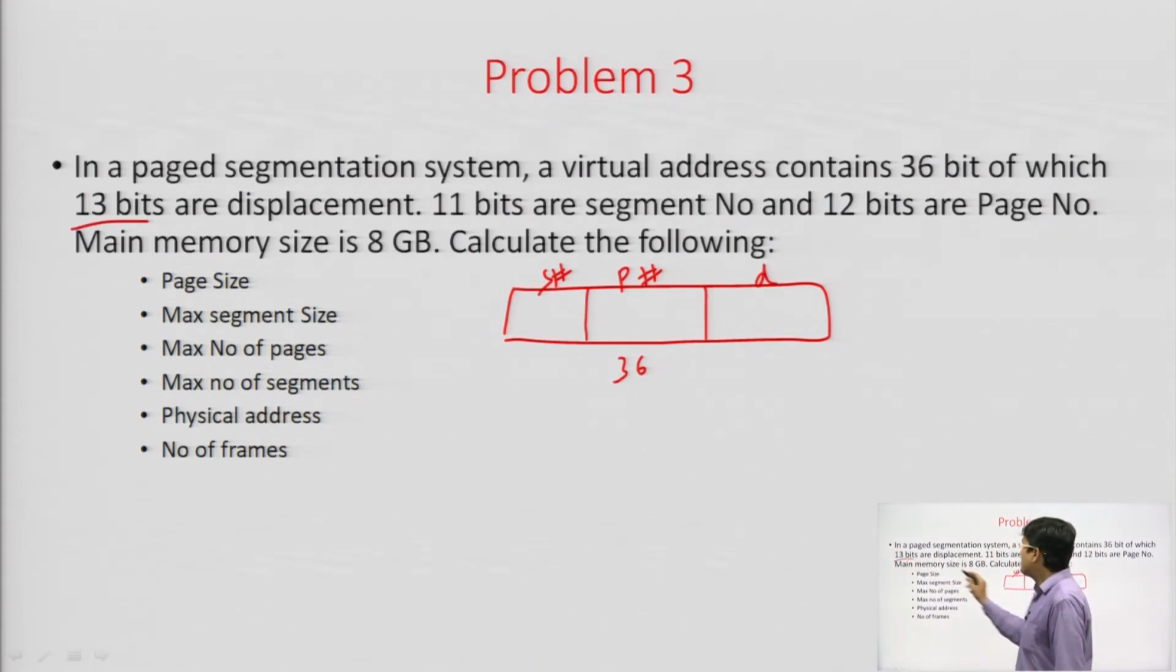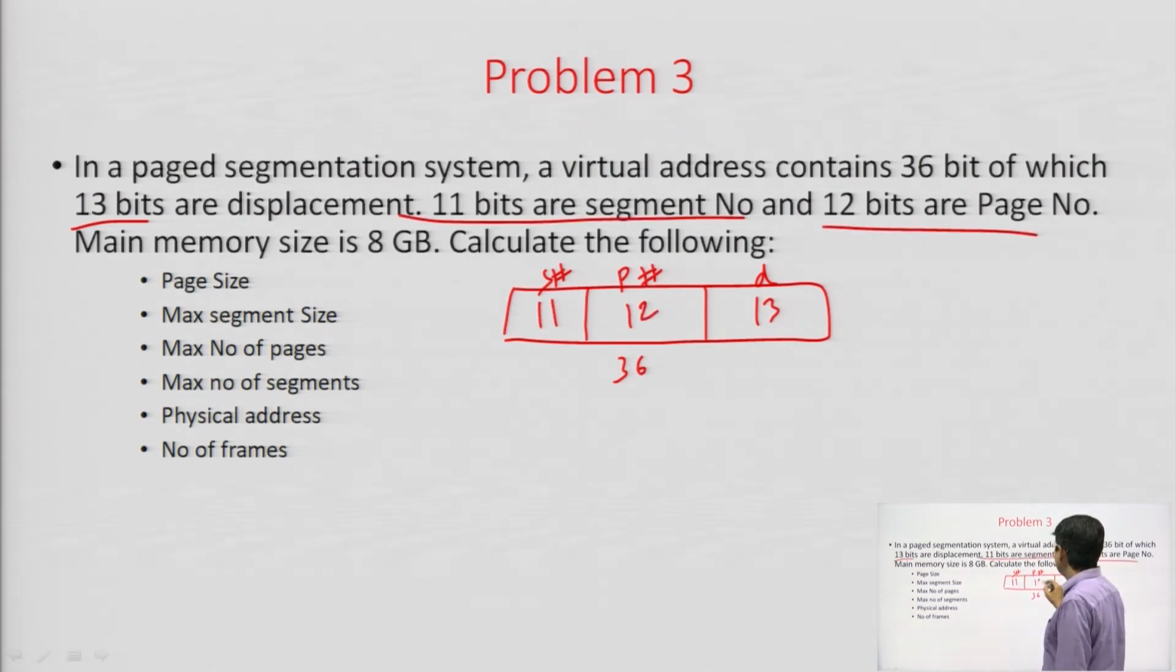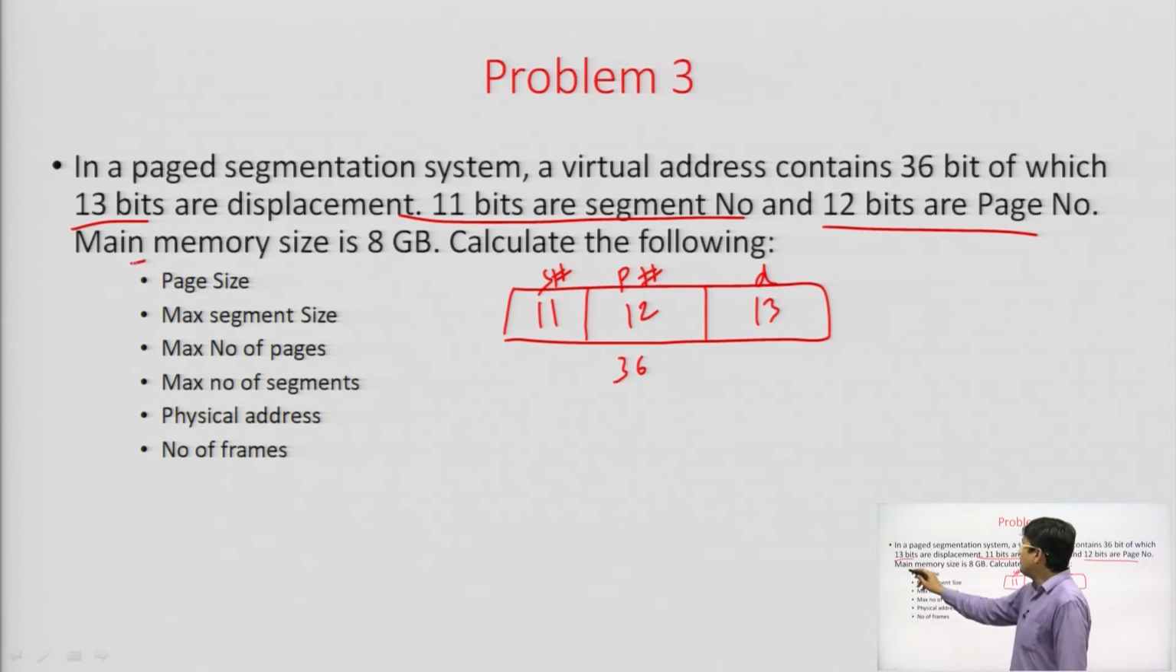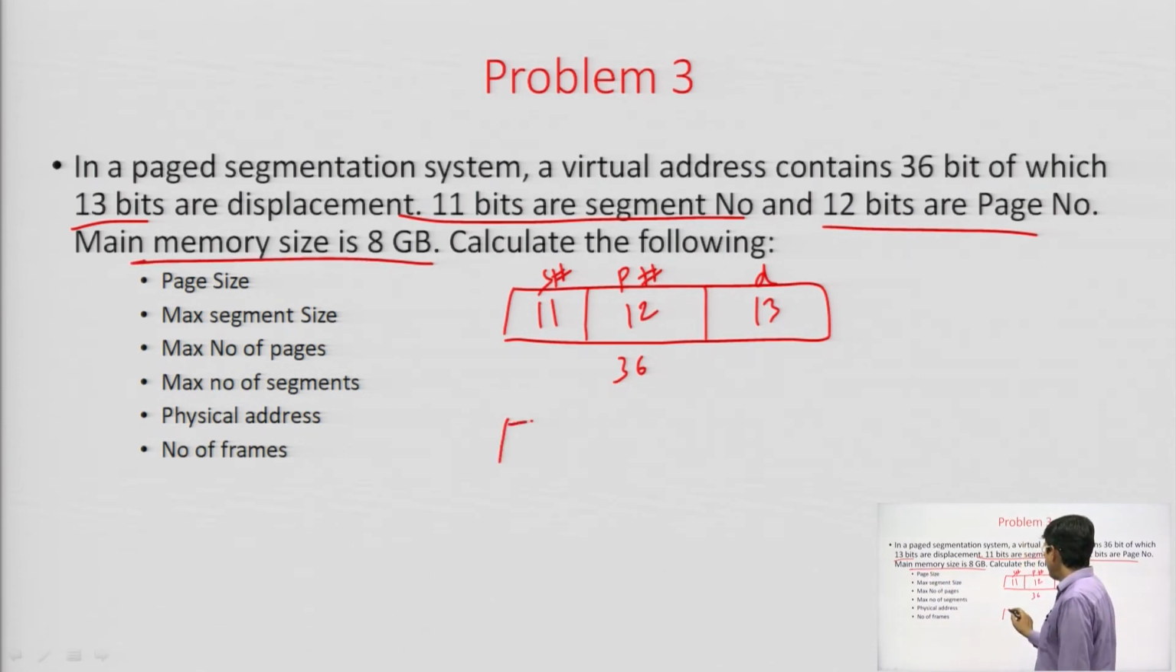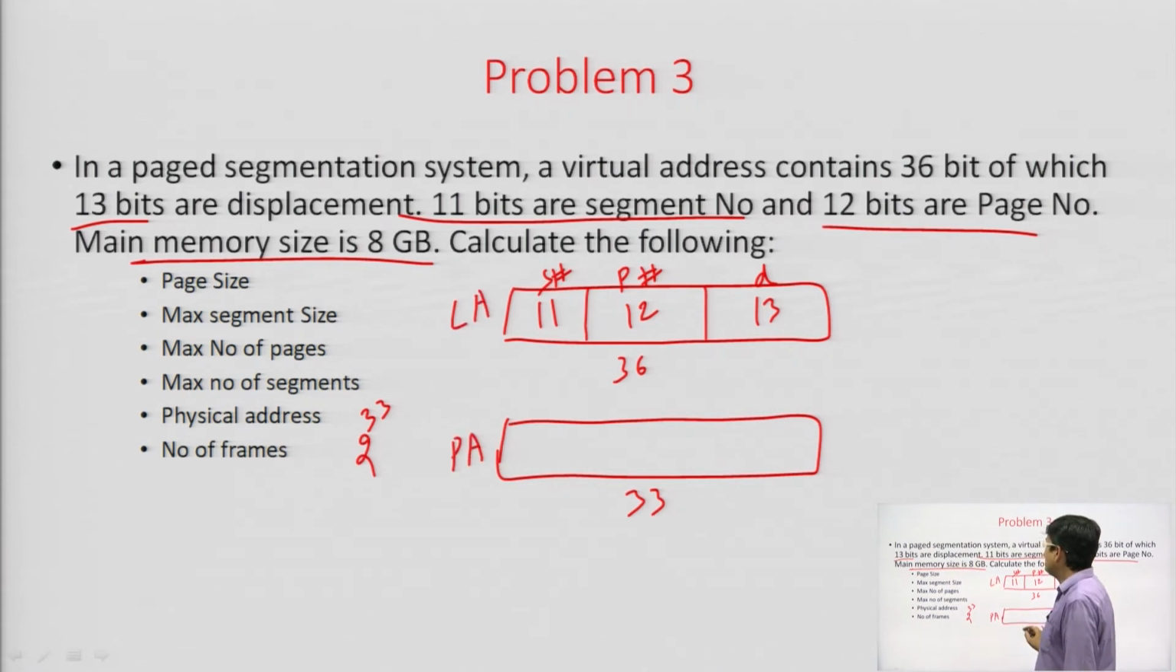13 bits are displacement, 11 bits are segment number, and 12 bits are page number. Main memory size is 8 GB. Here we are asking some questions related to the main memory also. 8 GB means 2 raised to the power 33, so 33 bits will be there in the physical address. This is the logical address and this is the physical address.